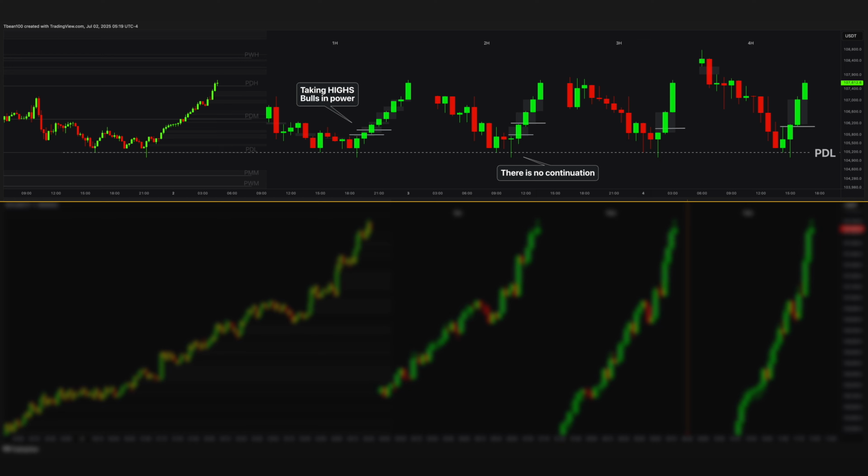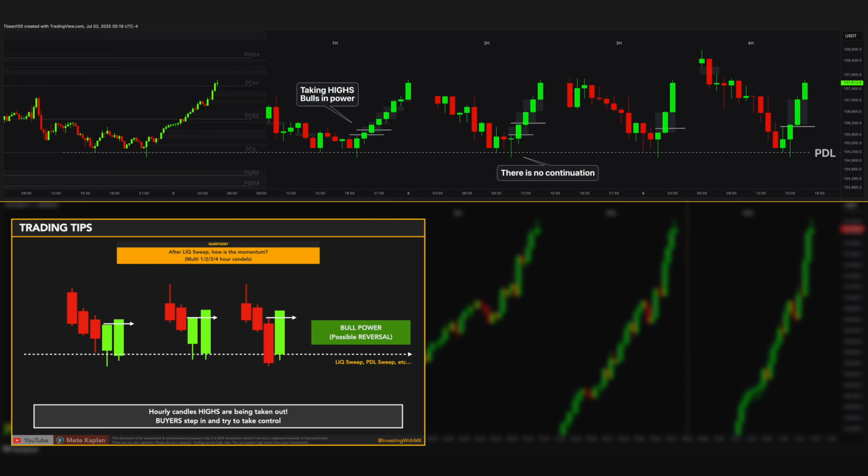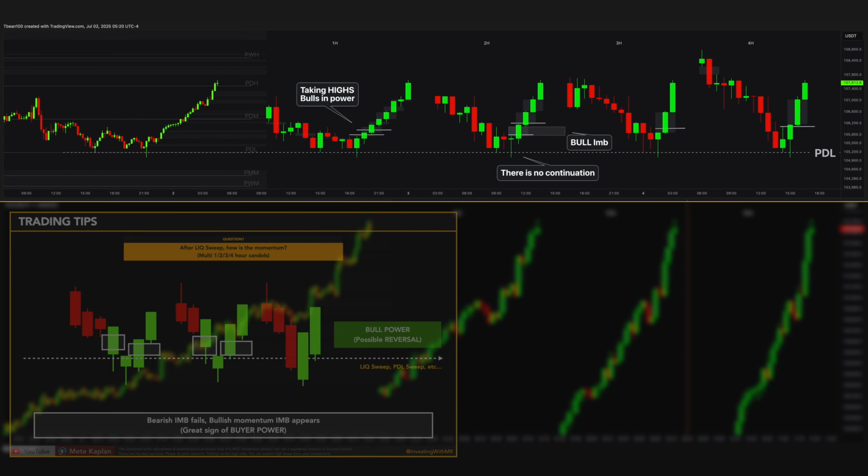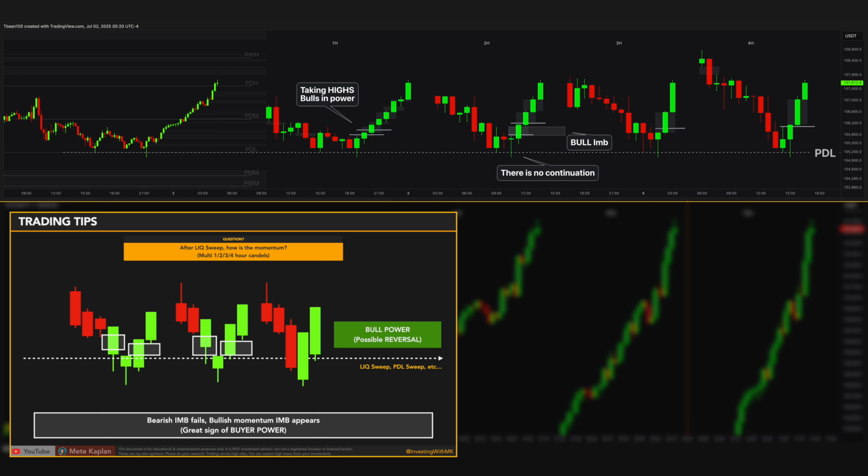After that, what happens? Notice carefully. Price starts to keep taking hourly candle highs. A possible reversal in action here. Buyers taking the control back from the sellers and trying to push the price up. And along the way, you can see the bullish imbalances appear, adding more confluences to the movement.